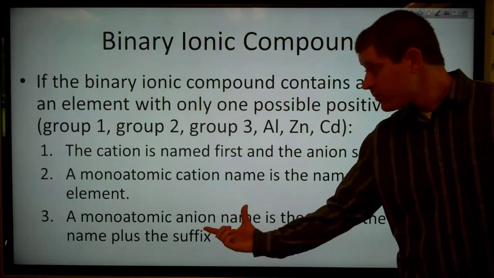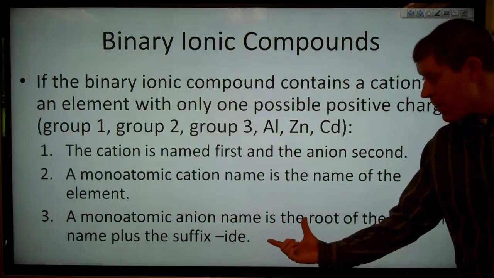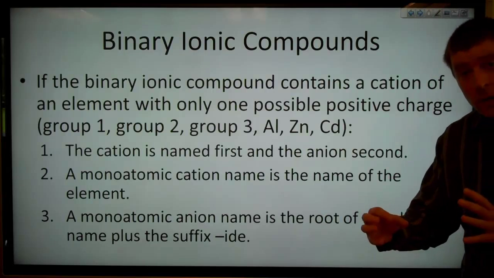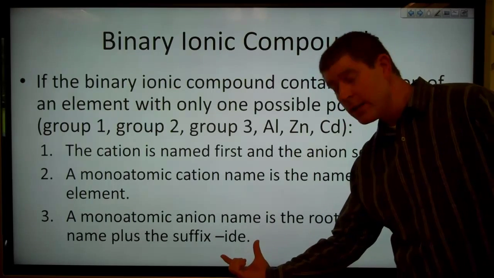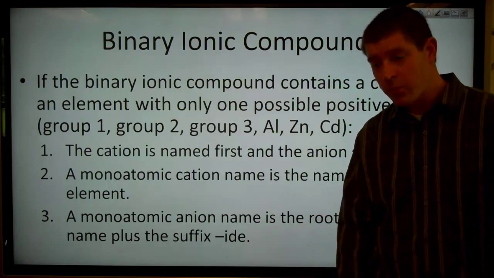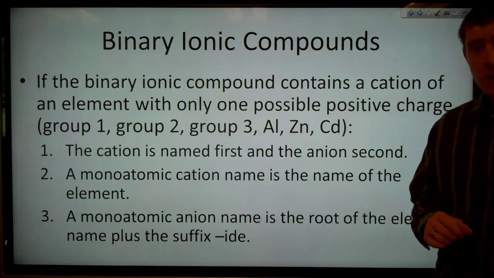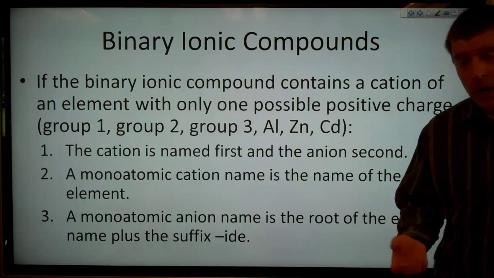So if we have, say, chlorine, we have the root chlor plus the suffix -ide. So that becomes chloride. Oxygen, we take the ox part, that becomes oxide. Carbon becomes carbide, and so on.